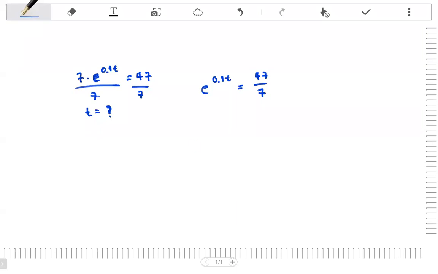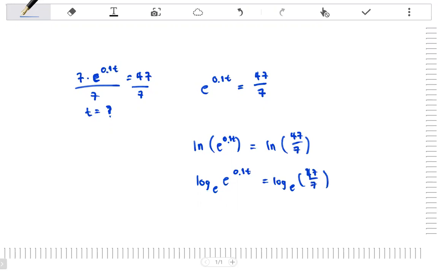Well, if we take ln on both sides, it's the same as log base e of e to the 0.1t equals log base e of 47 over 7. It's the same thing, right? And we have an exponent here. Well, we can take the exponent out. So it's 0.1t. And oh, look, we have a base e and ln of e.